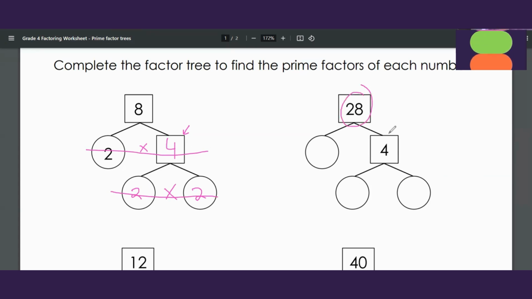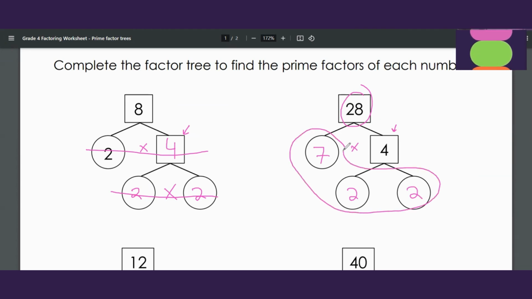For 28, 4 times what is 28? 4 times 7. Now 7 is already a prime number, so we leave it here. But 4 is not a prime number. So we will write the prime factors of 4, that is 2 times 2. So you will keep doing it until you get only prime numbers in the factor tree.